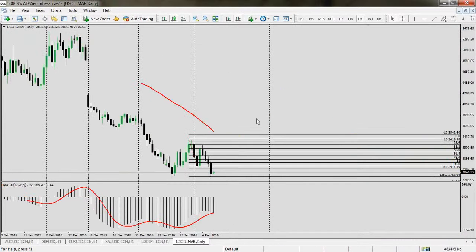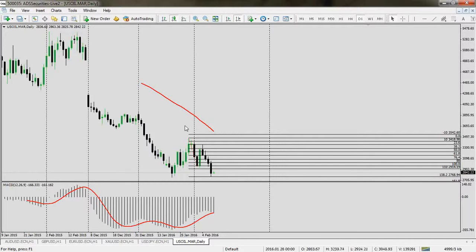Now let's move on to crude oil, WTI. This is the US crude oil, WTI. Since this webinar is sponsored by ADS Securities, I'm using their platform. On ADS Securities, they put the price of the crude in cents. How many cents is it? It's 2,844 cents something. So it means basically $28.41 right now at this given price level.